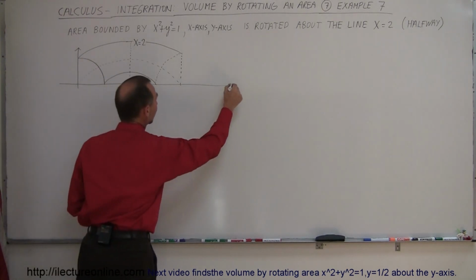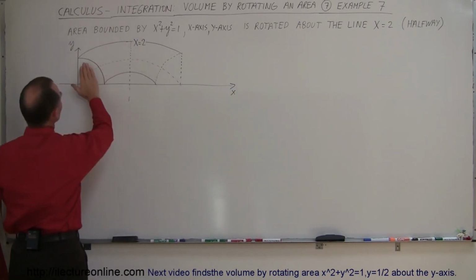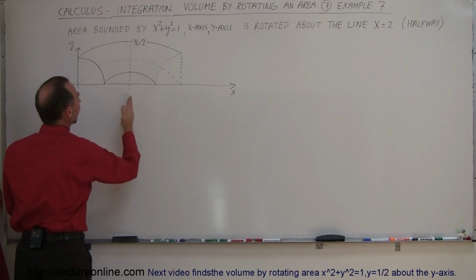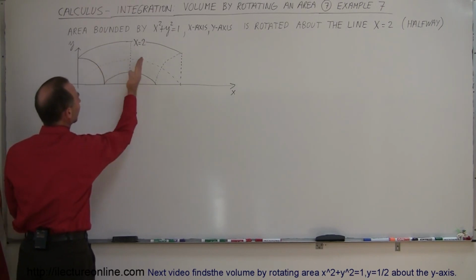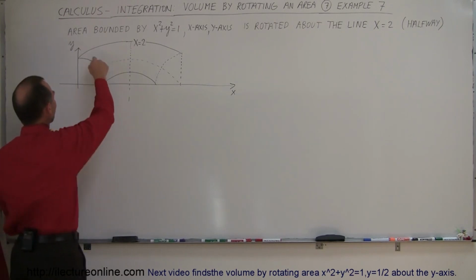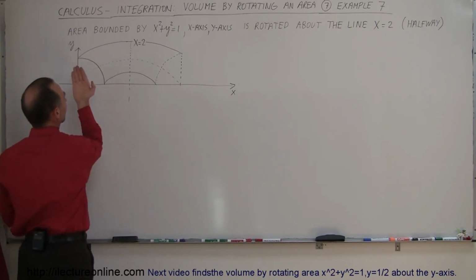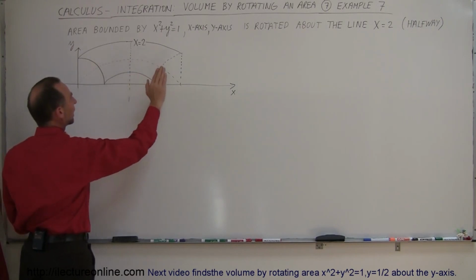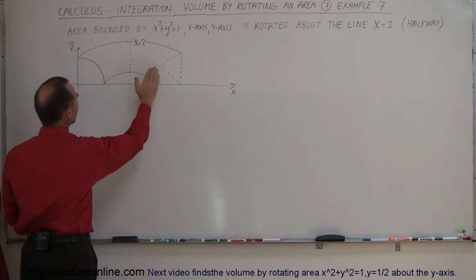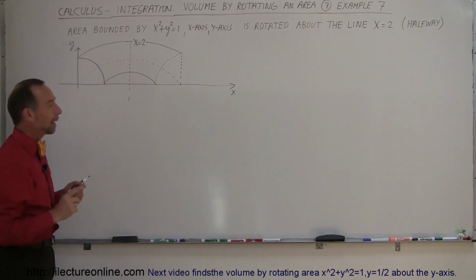So this is our x-axis right here. This is our y-axis. Now when we take this area and rotate it about the line x equals 2, we end up with something like this. It's kind of like a section of a donut, but of course a donut would have a complete circle and go all the way around like this. But here we're only going to go halfway, 180 degrees, a half rotation, and only take a quarter of the shape of the donut, and we're trying to find the volume of that. How do we do that?